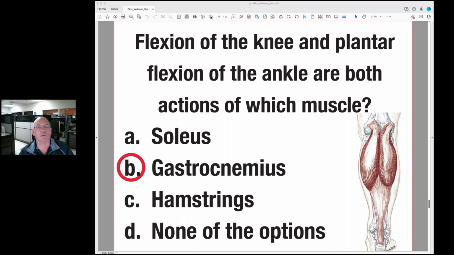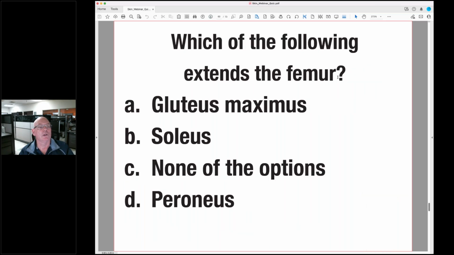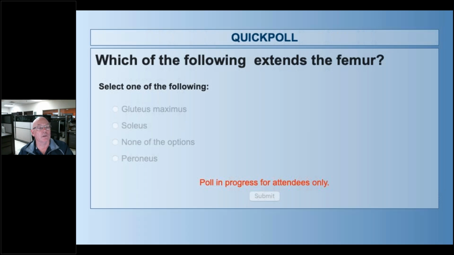All right. Next question. Which of the following extends the femur? Here we go. Gluteus maximus, soleus, none of the options, or peroneus. Say what again? Oh, I will. I'll go back to it and review it again with you and just go over it. So, which of the following extends the femur?